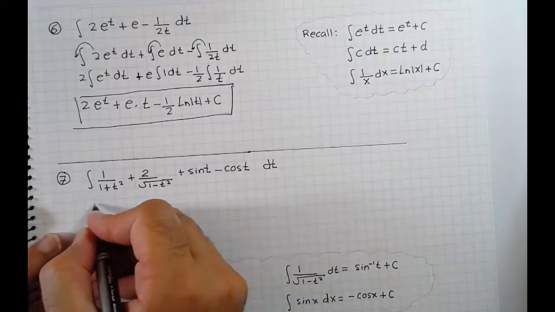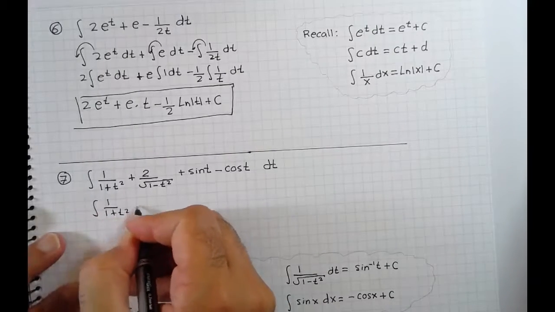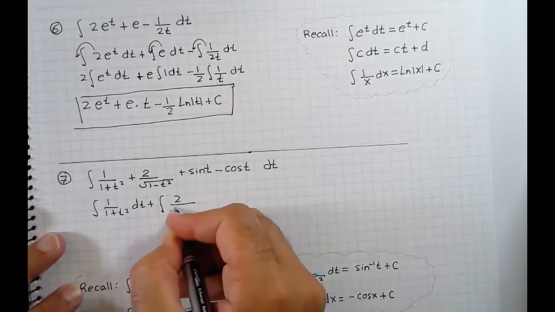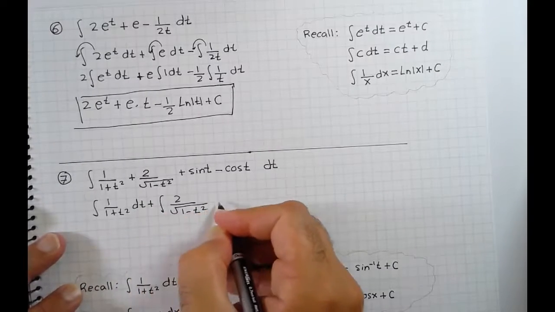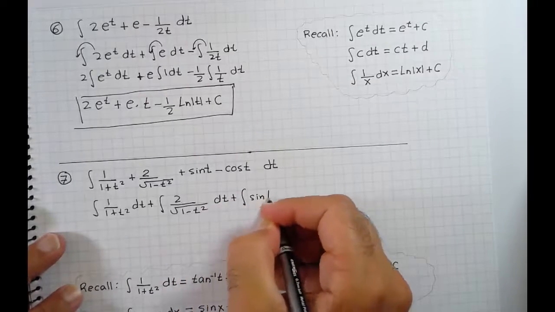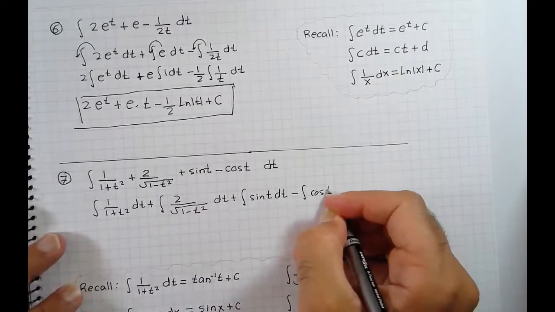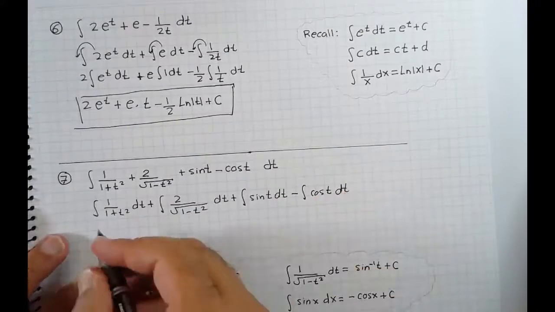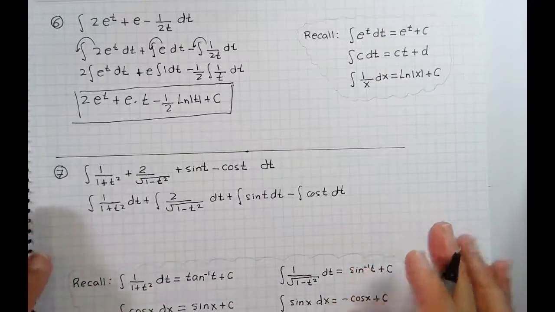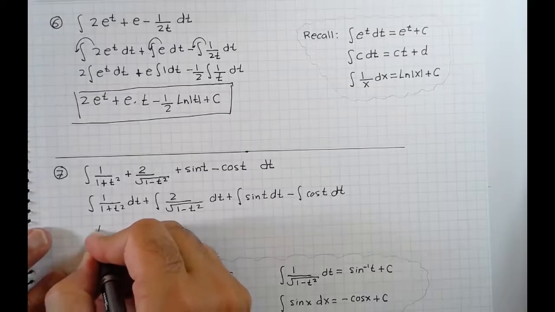Okay, let's integrate this. We'll split it up. Integral 1 over 1 plus t squared dt plus integral 2 over root of 1 minus t squared dt plus integral sine t dt minus integral cos t dt. And antiderivative of 1 over 1 plus t squared, that's saying what's the function whose derivative gives us 1 over 1 plus t squared. That's arctan t.